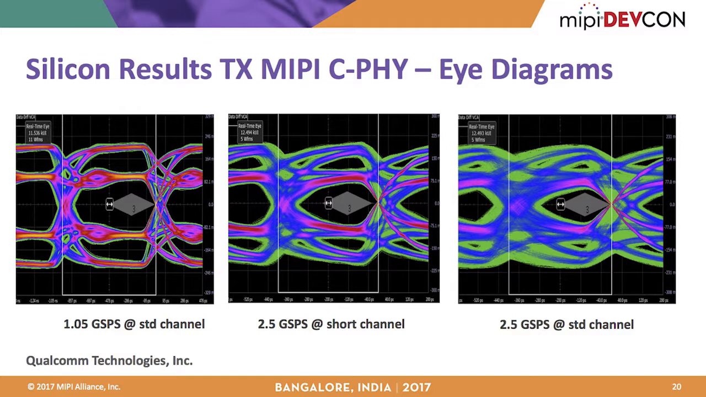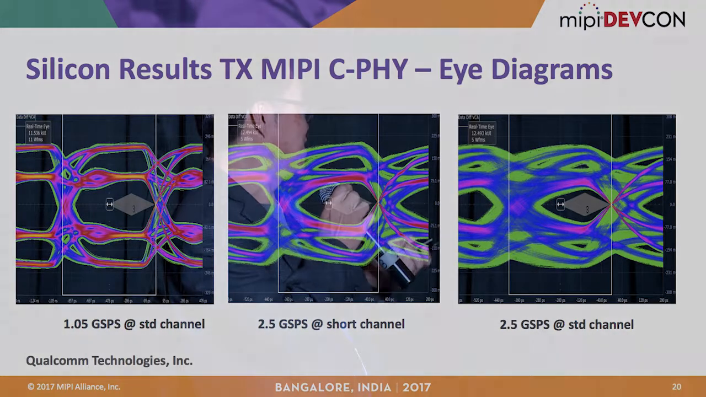We also checked up to 2.5 gigabps. MIPI D-PHY and C-PHY have different speed targets for different channel characteristics, so in our test we also cover both the short channel and the long channel.